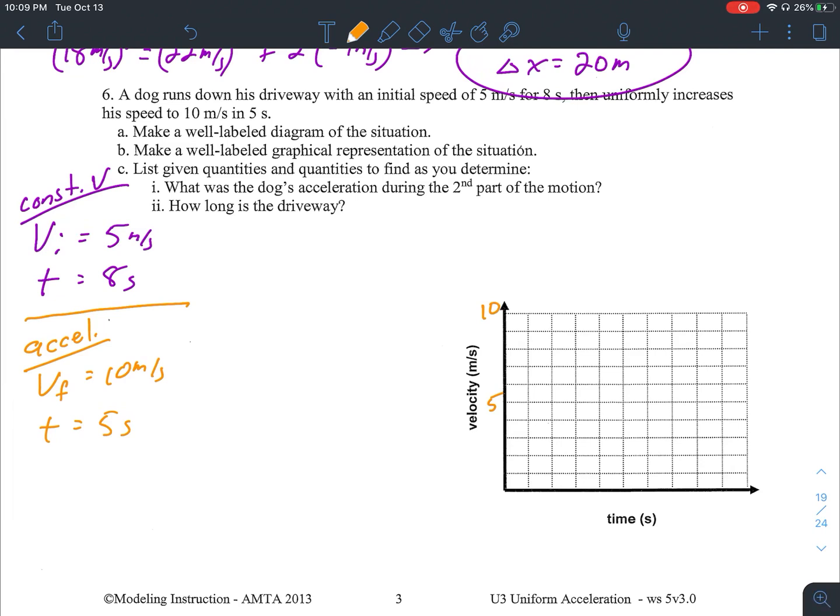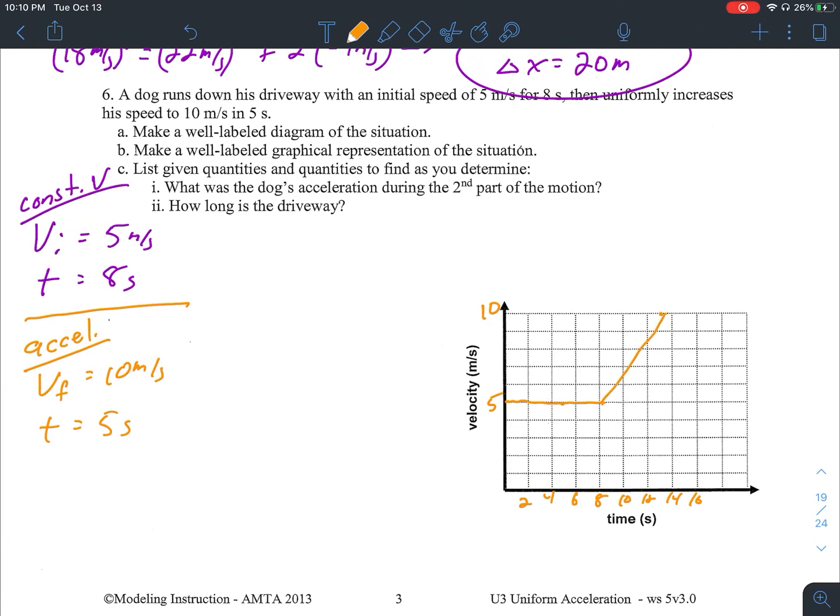So maybe I think we can go every 2 seconds for a block. And so on. We'll kind of complete it. So we're only going for 13 seconds. So the first 8, we're moving constant. And then another 5 seconds would be putting us at 13. We're going to accelerate to 10. And that would be our graph.